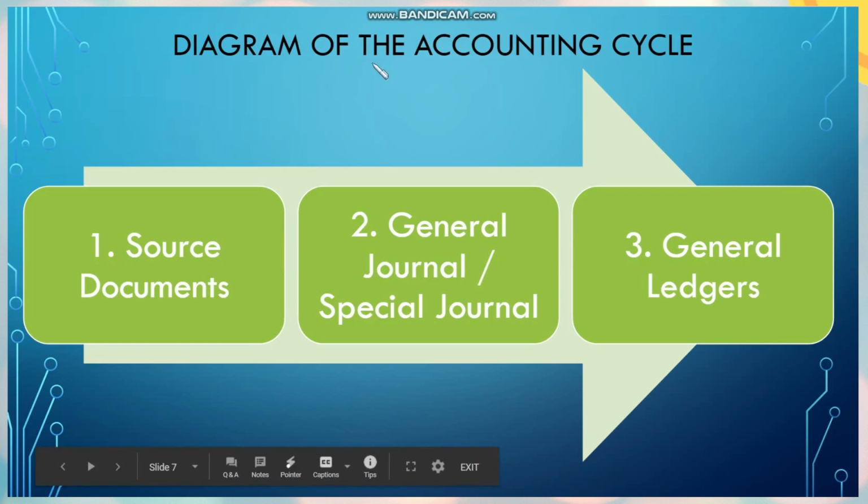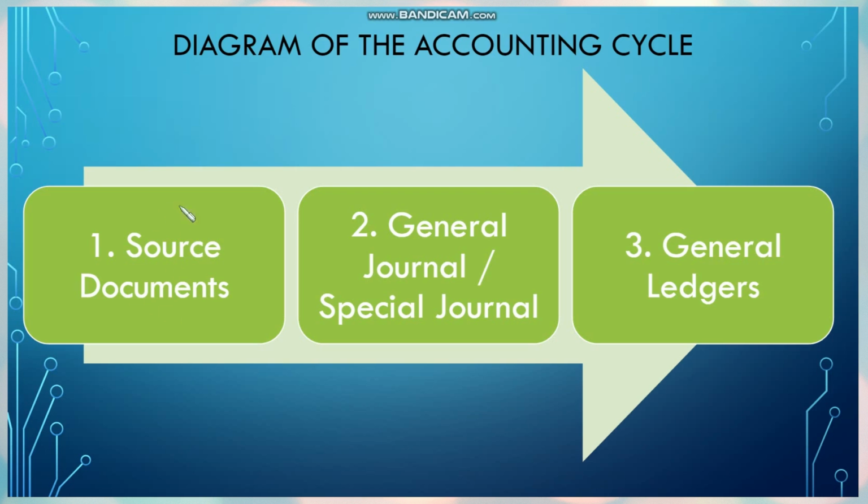Now this is the diagram of the accounting cycle. We start with the source documents. These source documents are proofs or pieces of evidence of transactions. It could be if there is cash receipt, then the business would issue an official receipt, and that would be a source document. We also have the sales invoice, the purchase invoice, the cash voucher, and some other source documents.